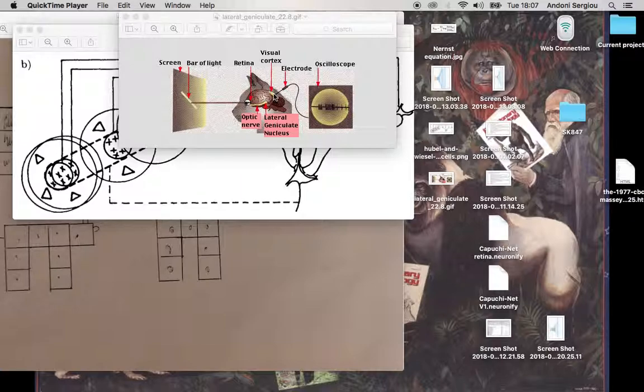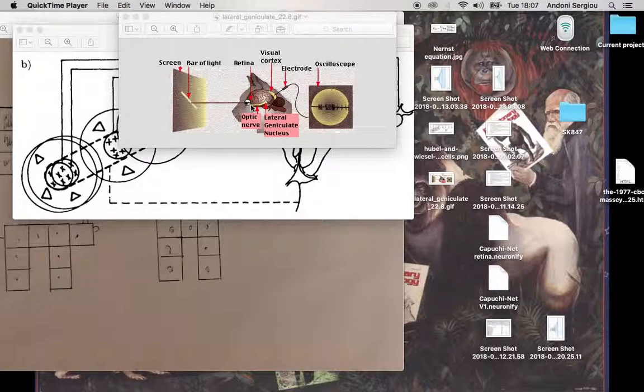And then they had a board with lights on it. And what they were looking for is to try and understand how neurons encode information about the environment visually.